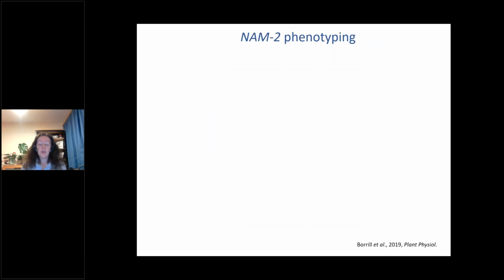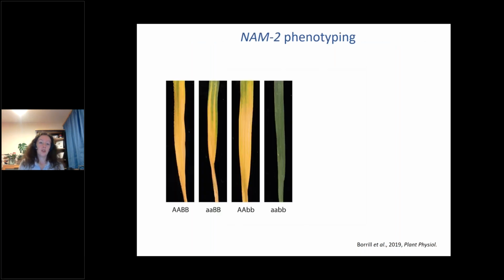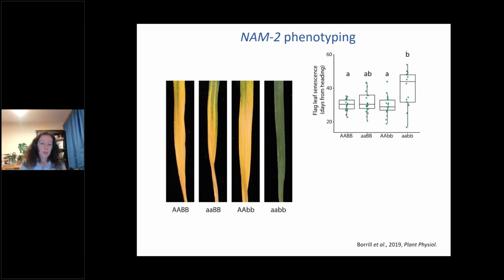Looking at the phenotype of these plants, these are photos of the flag leaf during the process of senescence. You can see on the left-hand side, these are all at the same stage, days after anthesis. The wild-type plant on the left has really started to senesce, whereas the double mutant plant on the right-hand side is still completely green, showing a delay in senescence. And just to put some numbers to the photo, you can see there's a delay in senescence of just over about 12 days in the double mutant compared to the wild type.